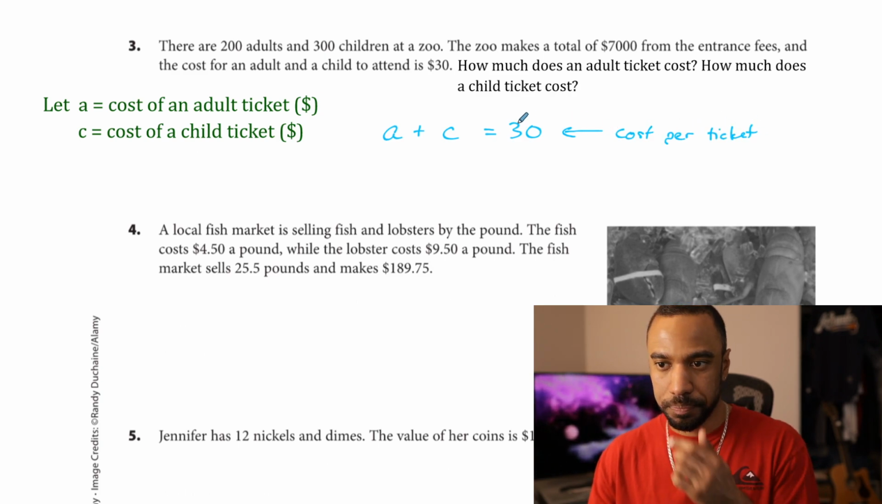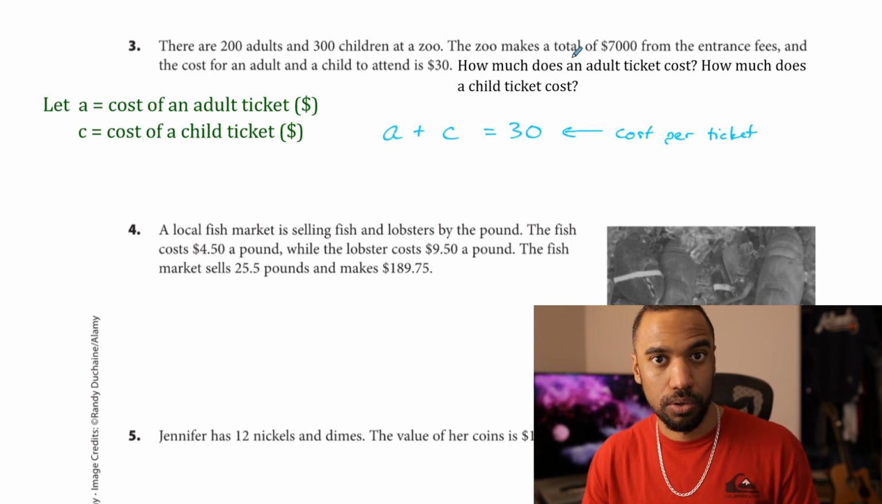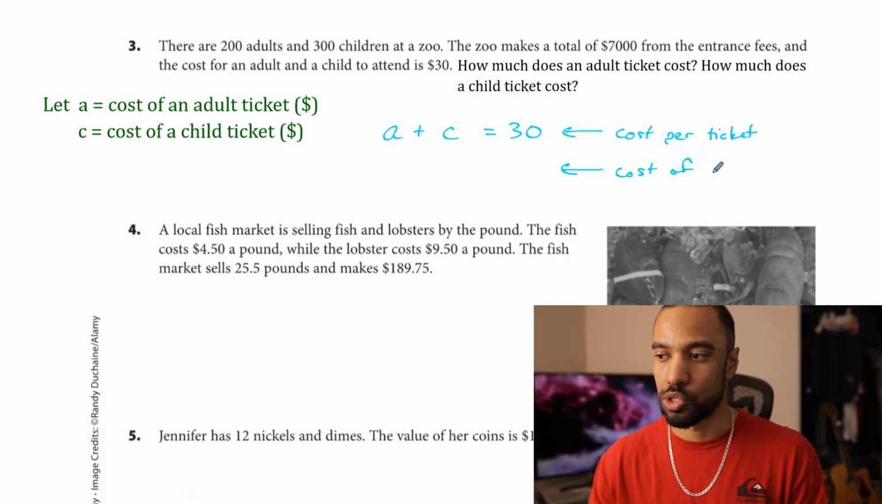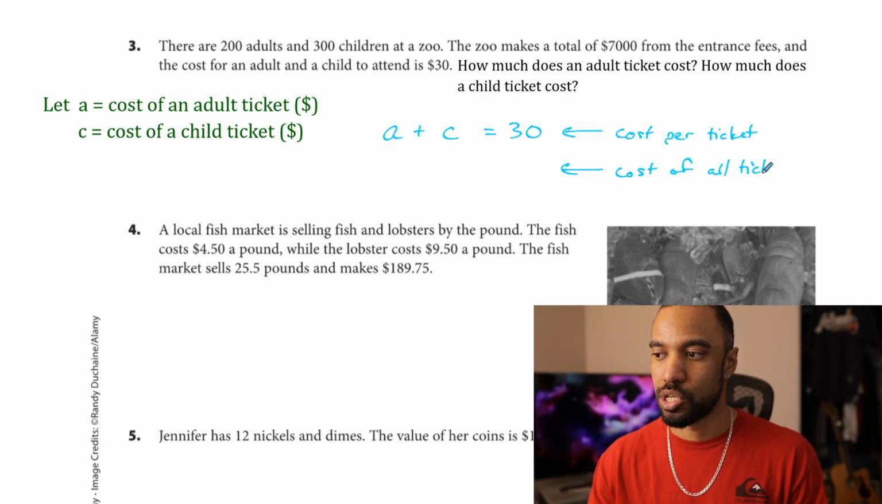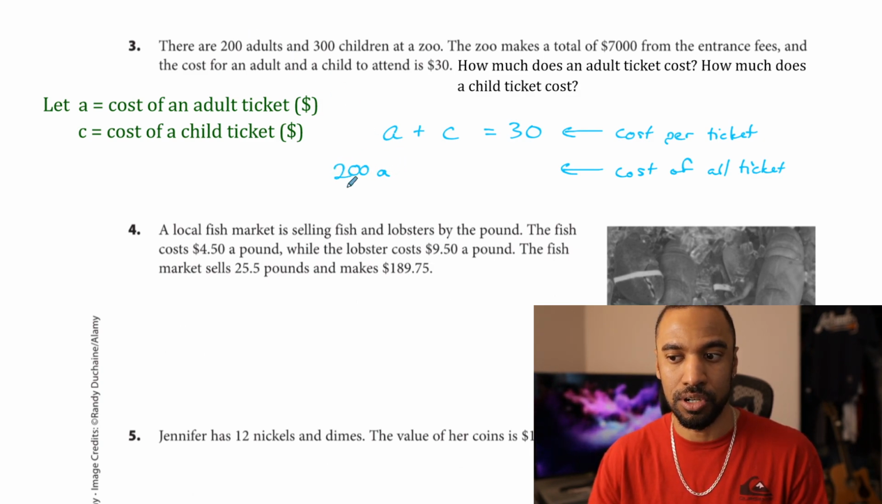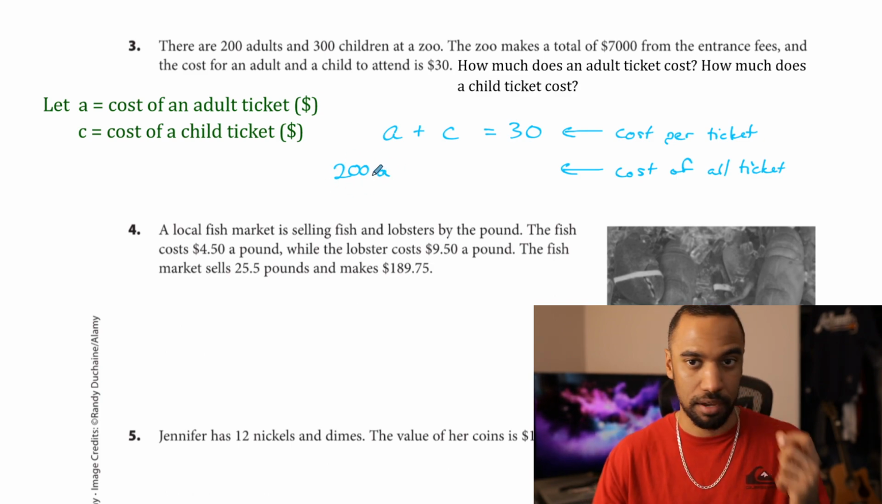And then the other one is a total amount collected, the cost of all tickets. This is going to be like those other ones where I have to multiply something. There are 200 adults who attend, and if you multiply that by the cost per ticket for adult, this is how much money you make from adults.